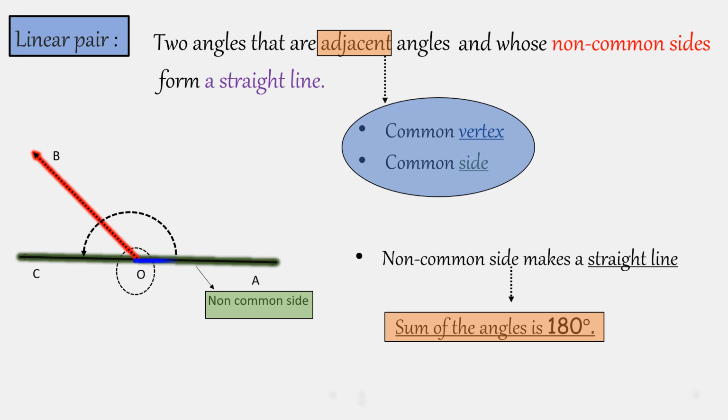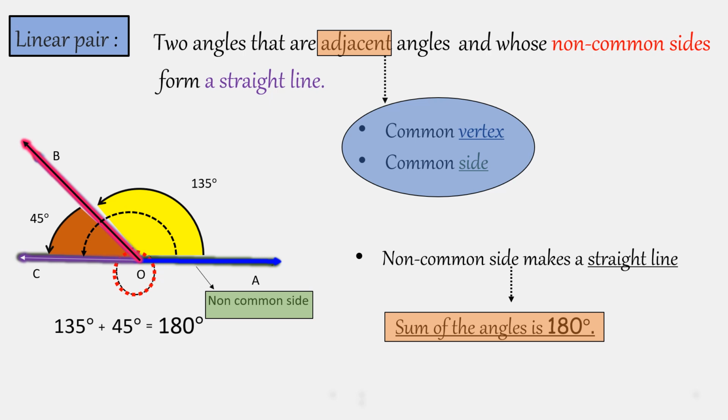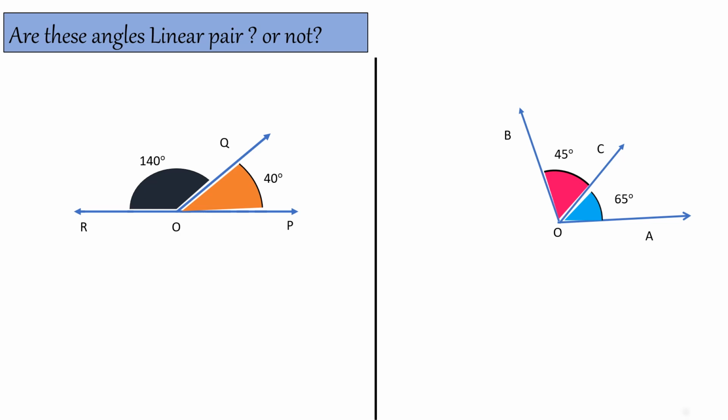In this figure, angle AOB and angle BOC are adjacent angles because they have the common vertex, so OB is the common side. And the sum of these two angles is 180 degrees. Then we say that these two angles are in a linear pair. Let us see if these angles are a linear pair or not.